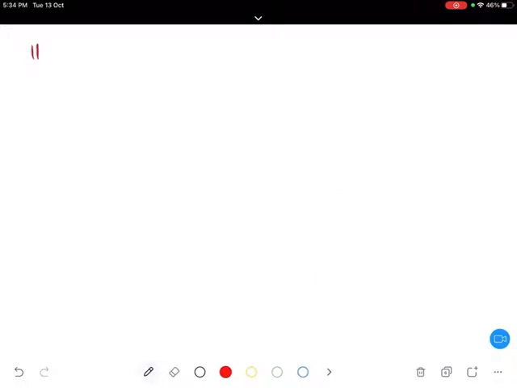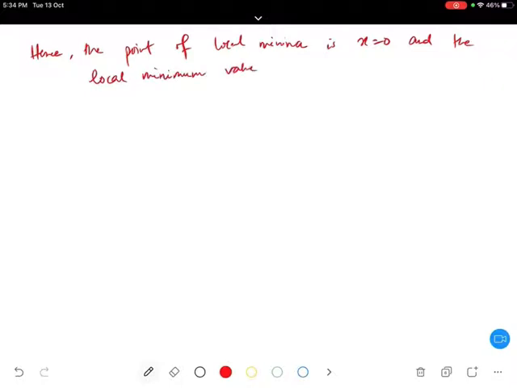Hence the point of local minima is x is equal to 0, and the local minimum value is equal to f of 0, that is equal to 0. Okay, clear? I hope it's very clear.